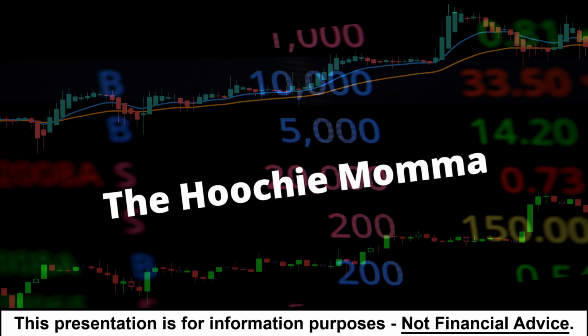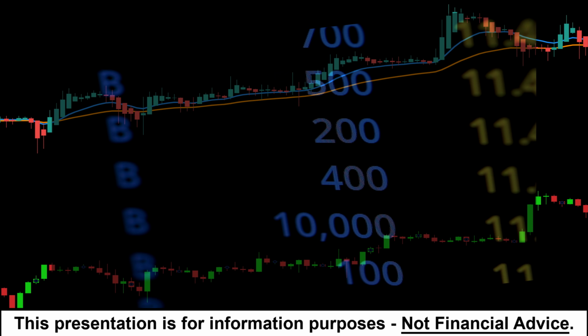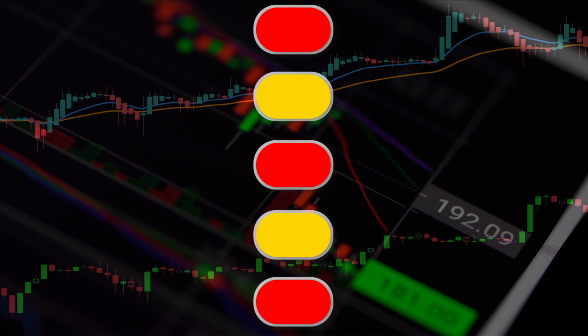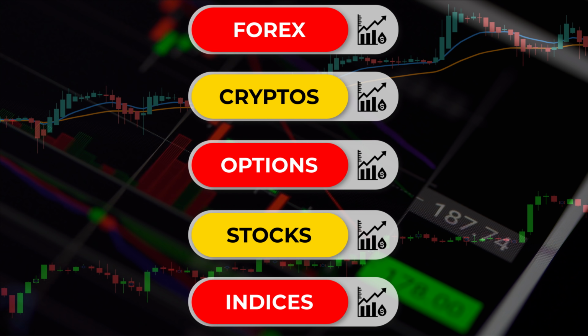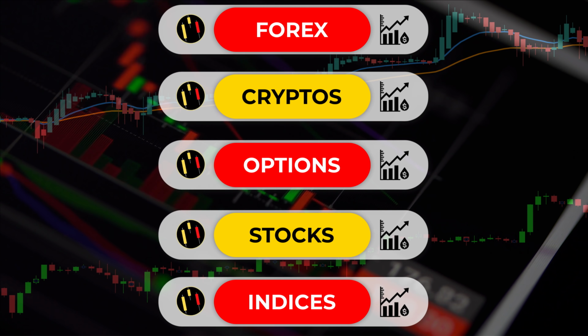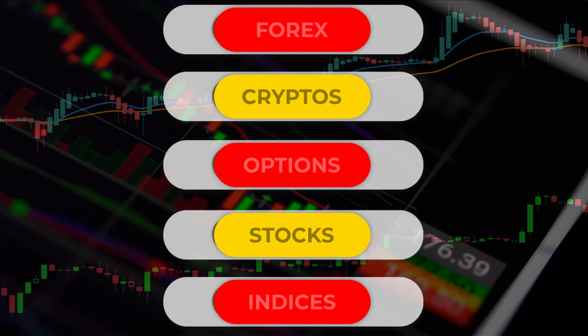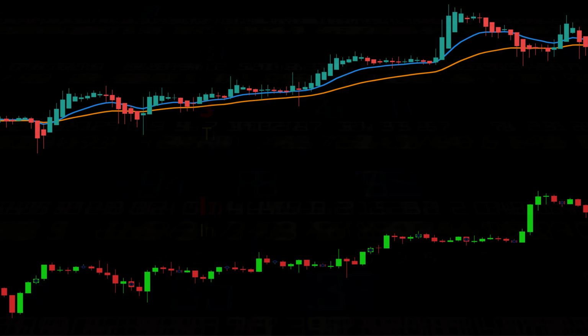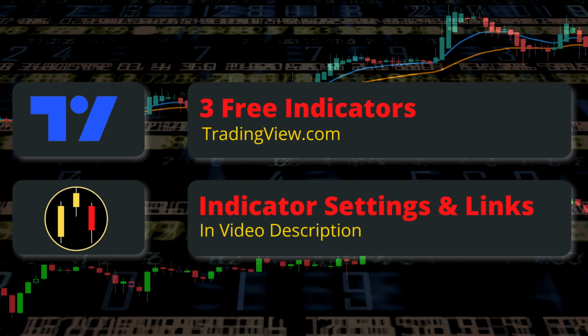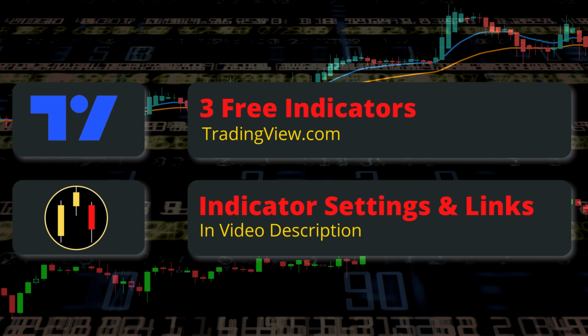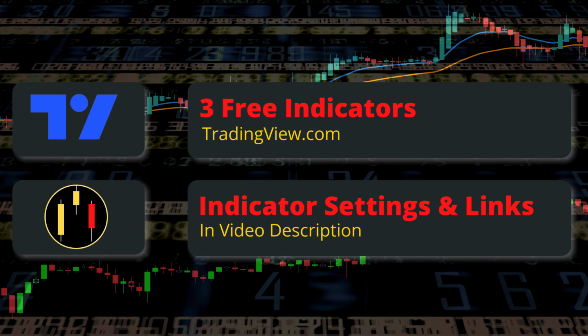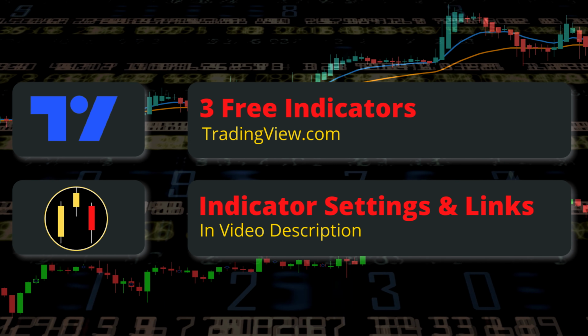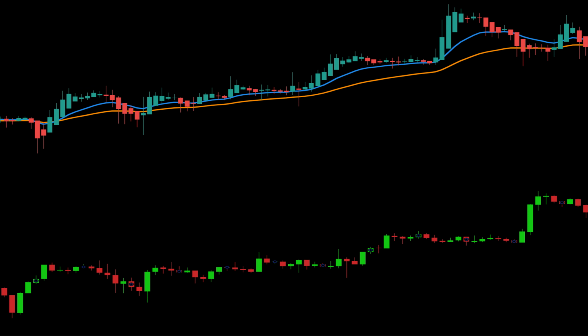I call this system the Hoochie Mama, and like most trading systems, it can be adapted to Forex, crypto, options, stocks, indices, or any instrument that has significant volume and market participants. This trading strategy utilizes 3 free TradingView indicators. As always, links and settings to all indicators are listed in the description below.